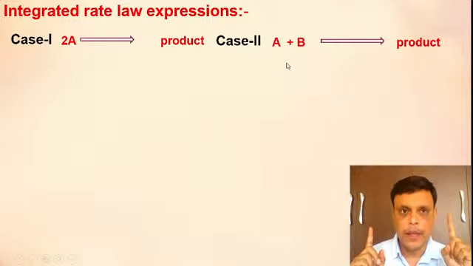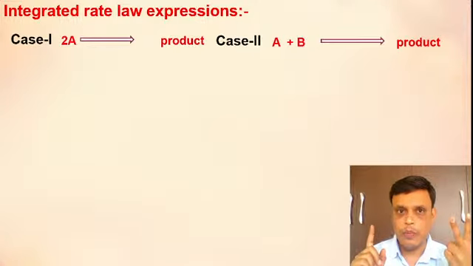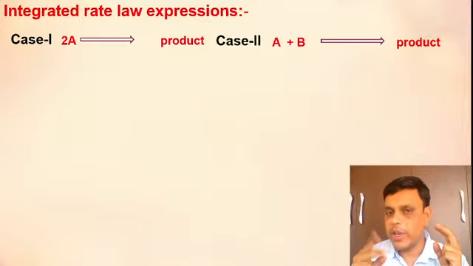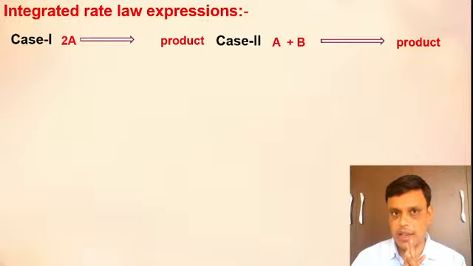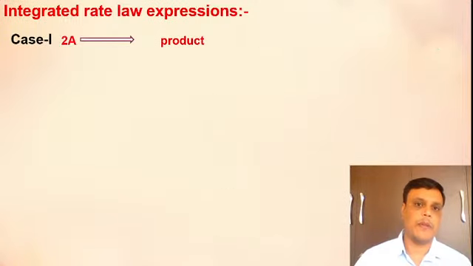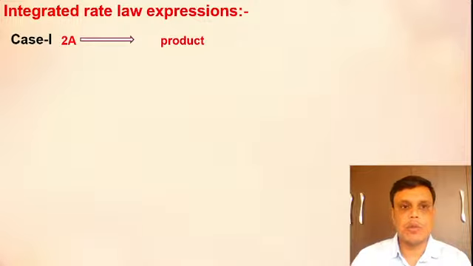In case 1, only one reactant is there, so the rate equation contains an exponent of concentration term 2. In the second case, two reactants are there, so the rate equation contains an exponent of concentration term 1 for each reactant. Okay, so let us start with case number 1. Case number 1 is 2A gives you product.